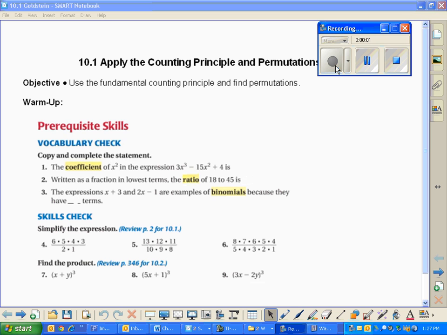All right, you guys ready? Number 1, Chris. Number 1, the coefficient of x squared in this expression is -15. Very nice.